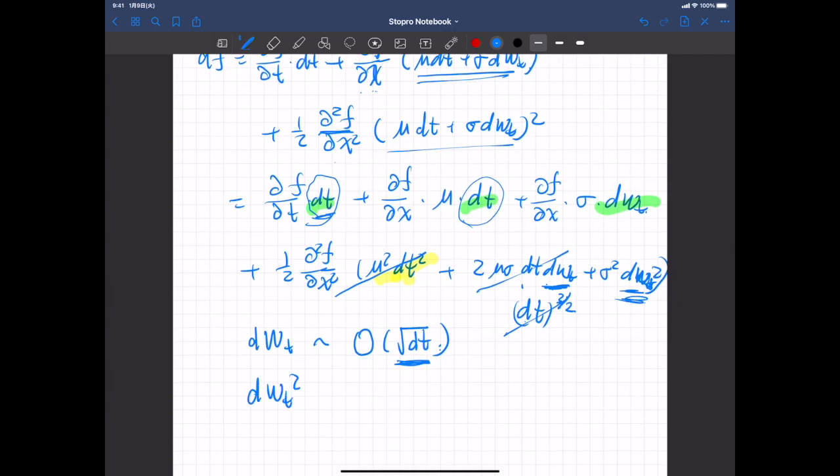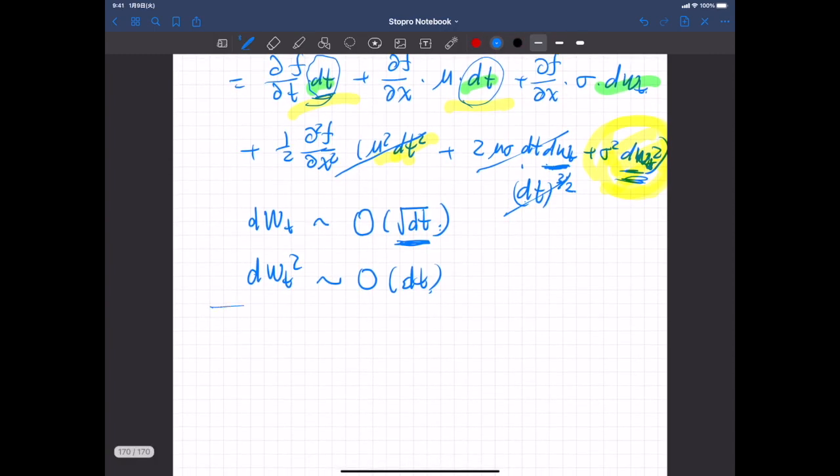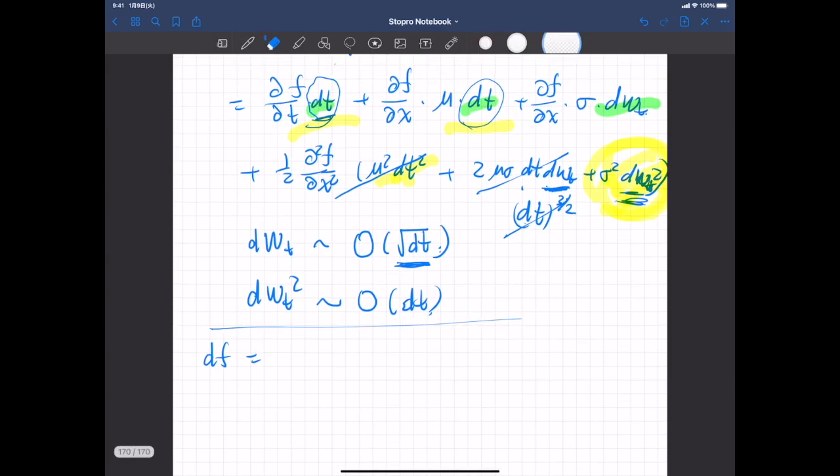And what about this? dWt squared will be of the order of dt. So this term has the same order of magnitude as dt, and we cannot ignore this last term. After all, what's left is this. Formally, we replace dWt squared by dt.